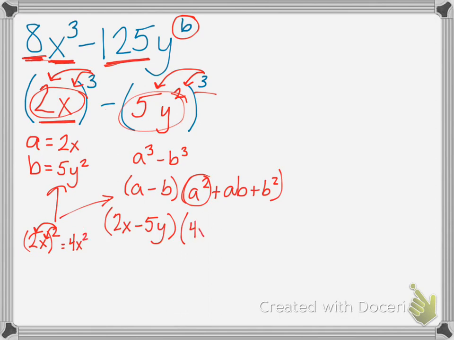A lot of people will lose points there because they will forget to square that first number as well, the coefficient. Now I'm going to put a plus sign, and this middle term would be a times b. So I have to do 2x times 5y squared. I think that gives me 10xy squared?